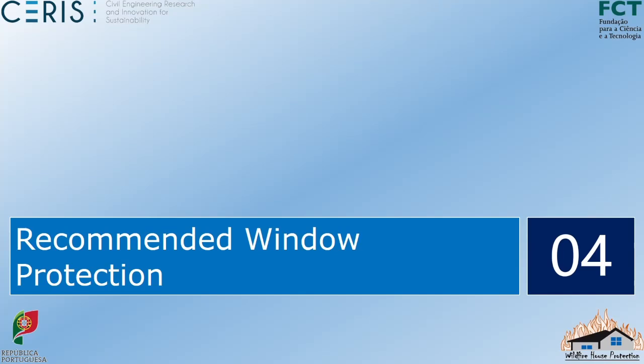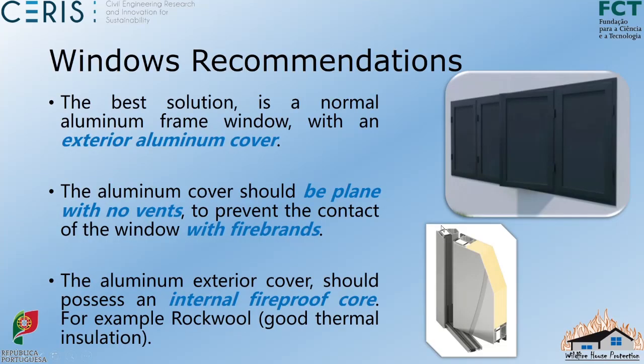So, recommended window protection. The best recommendation for the window is a normal aluminium frame window with an exterior aluminium cover. The aluminium cover should be plain. Why? To prevent the entrance of any firebrand, so it should be completely plain, no openings. And the internal core of this aluminium exterior cover should possess a good fireproof element. So, for example, rock wool that still provides also good thermal insulation. Okay.